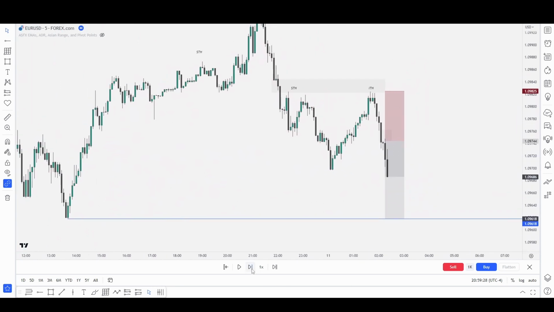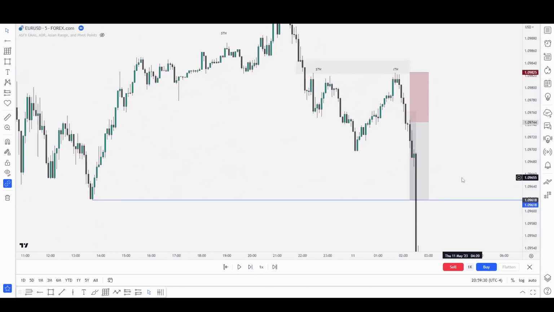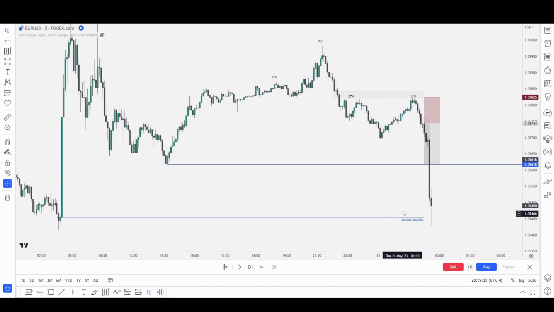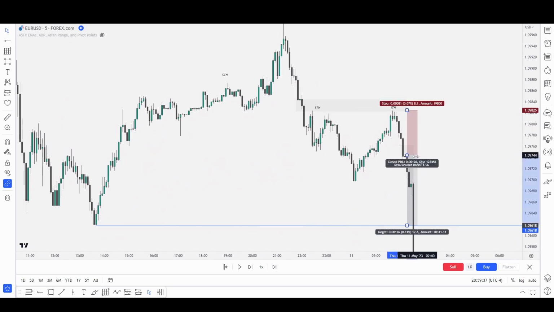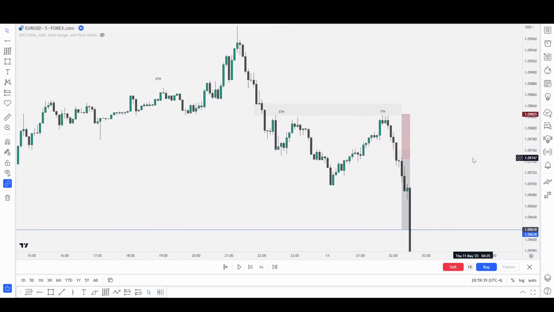If we play it on from here, as you can see, beautiful reaction. Of course price would have come to sell side liquidity, but we don't sleep on moves like that. We don't lose sleep over moves, I should say.